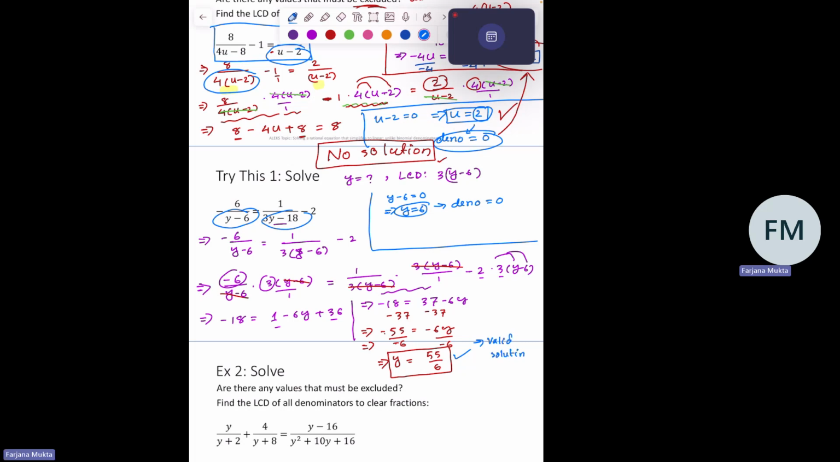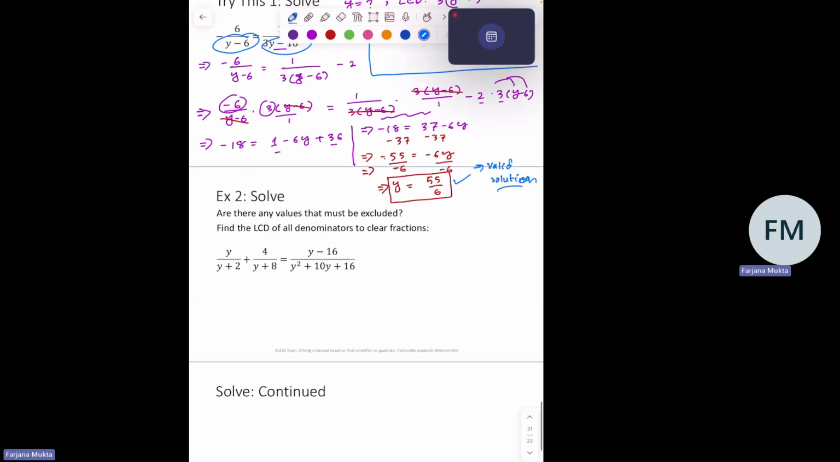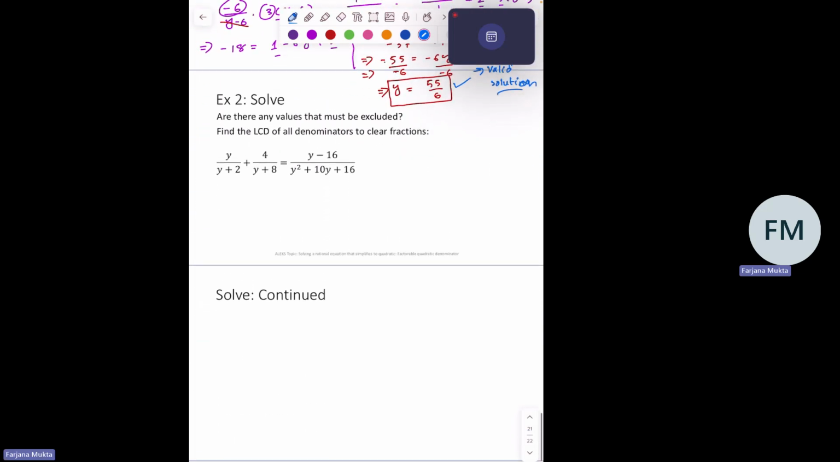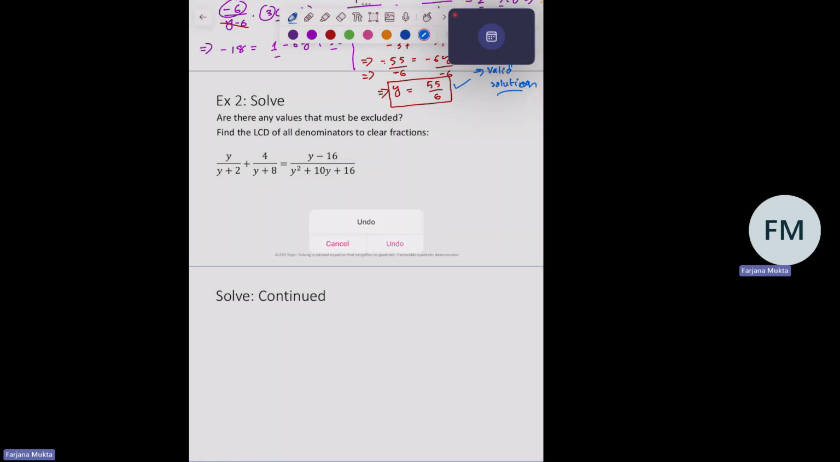If you get an invalid solution, your answer will be no solution. Okay? All right, let's move forward. For the next equation, we have one more equation to solve. Again, we are doing the same work. We have three rationals in both sides of the equation. We are trying to solve here for y, so we need to find our LCD first. Now let's make all the denominators in factorized form.